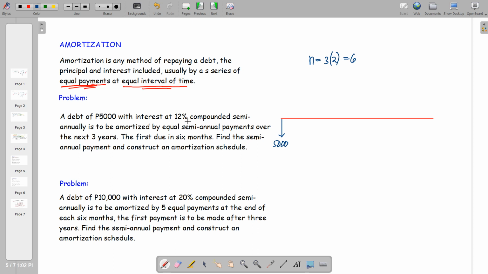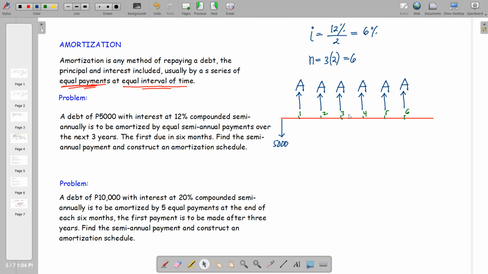And at the same time, let us transform this 12% compounded semi-annually into the rate of interest. That is I is equal to 12% divided by 2 since it occurs twice a year. So, meron tayong 6% dyan. Okay? So, all in all, we have 6 periods, and take note, the interval of these 6 periods is 6 months. Okay? So, bali 6 months yan at equal a period.